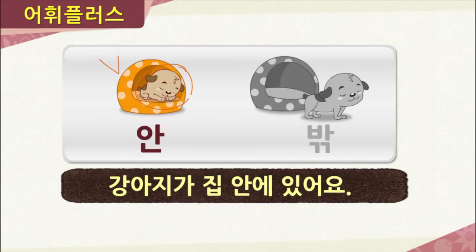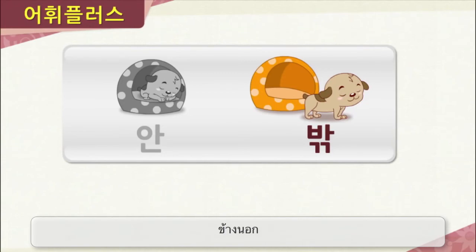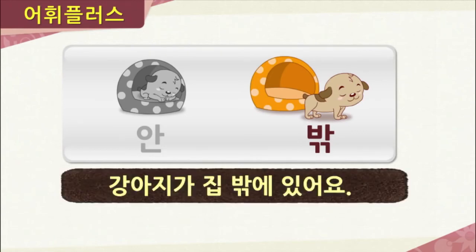Good. Now let's take a look at the next word here. Again, we have our puppy and the house here. But notice this time, the puppy is outside of the house. So to say outside of the house, we would say 집 밖. Now, if we want to use that and make it into a complete sentence, we would say 강아지가 집 밖에 있어요.